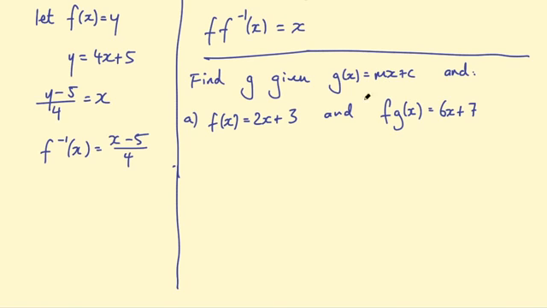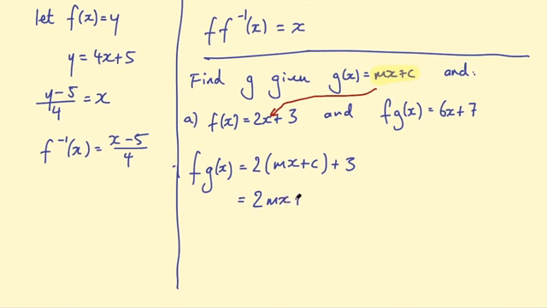So in order to find the function g, we can input this general equation into f. So we can say that f of g will be 2 times mx plus c plus 3. So I've taken this here and inputted it into f of x, where the x is. Right, so I've got 2 times mx plus c plus 3. And then start to simplify this. So this is going to be 2mx plus 2c plus 3.